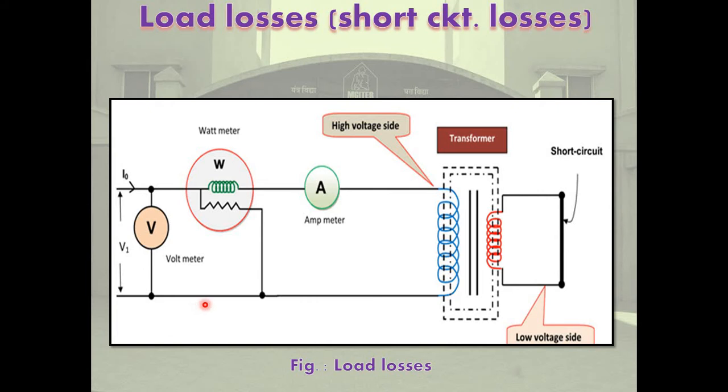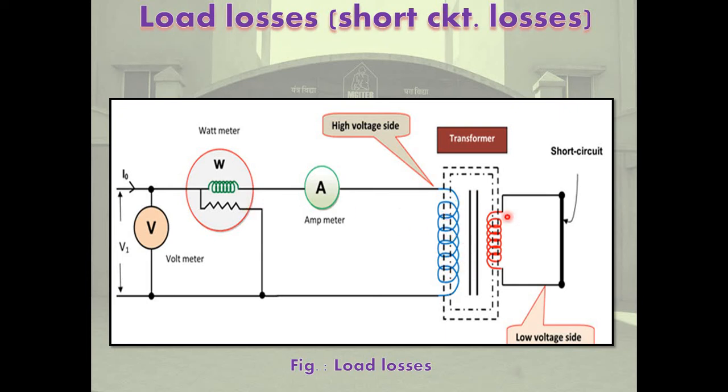Now next, load losses or we can say short circuit losses of power transformer. If the secondary winding is short circuited and rated secondary current is circulated, the power input represents total I square R losses in the primary plus secondary winding and also stray losses. Short circuit test at rated current and frequency gives approximately load loss, also called short circuit loss.